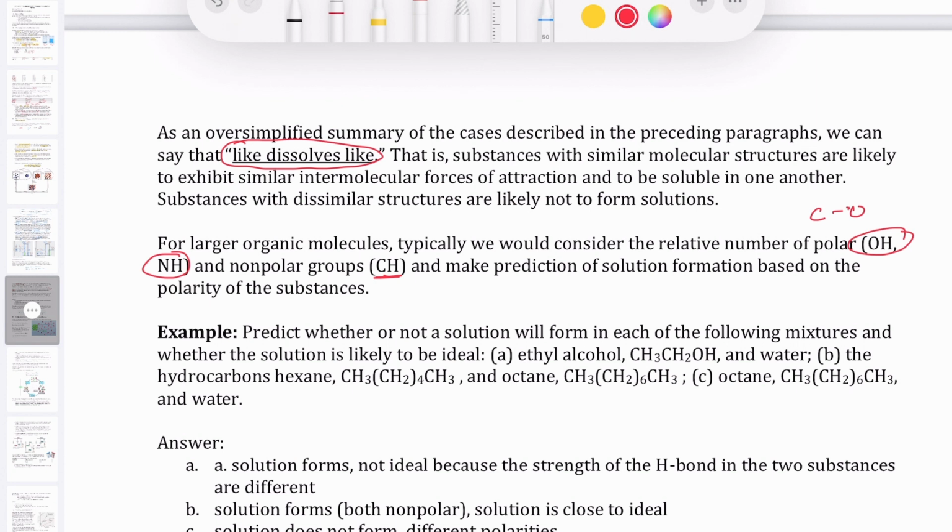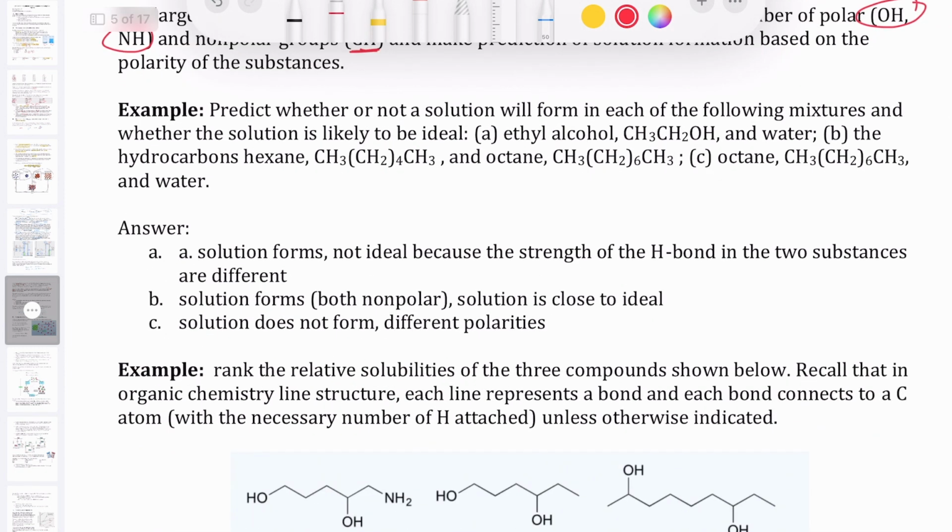If we have something that's fairly polar, then we know it's going to mix pretty well. So here's an example. It's asking you if a solution will form or not in each of these following mixtures. The first one is ethyl alcohol, which has this formula right here, and water. This molecule has an OH group, as you can see. So it's CH3, CH2, and then OH. That OH can hydrogen bond with water.